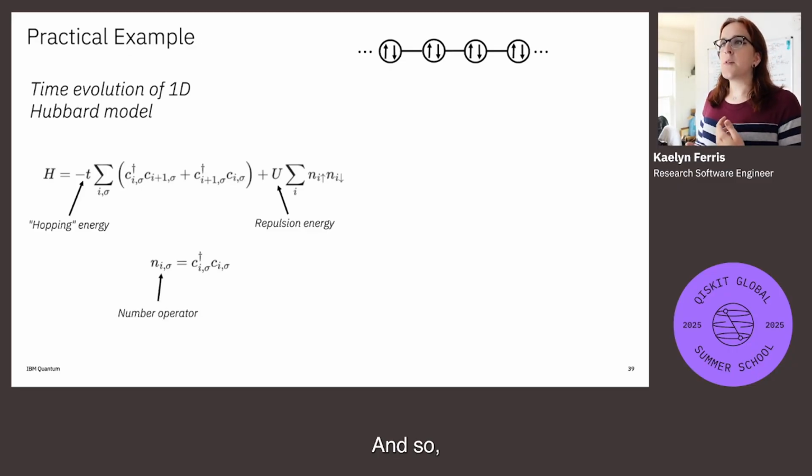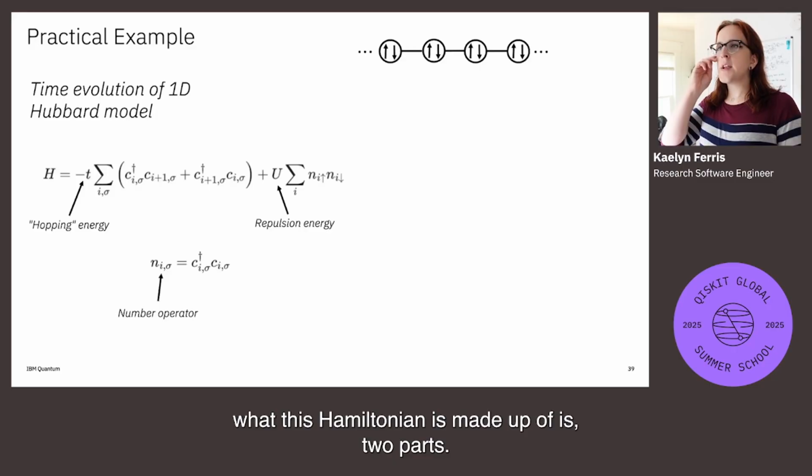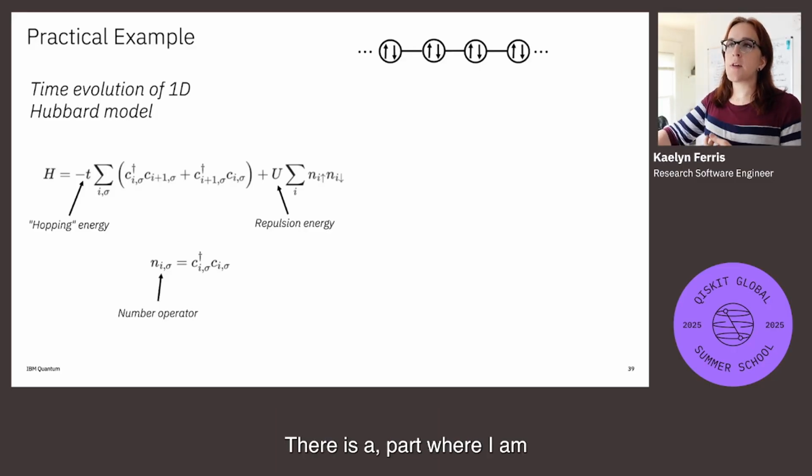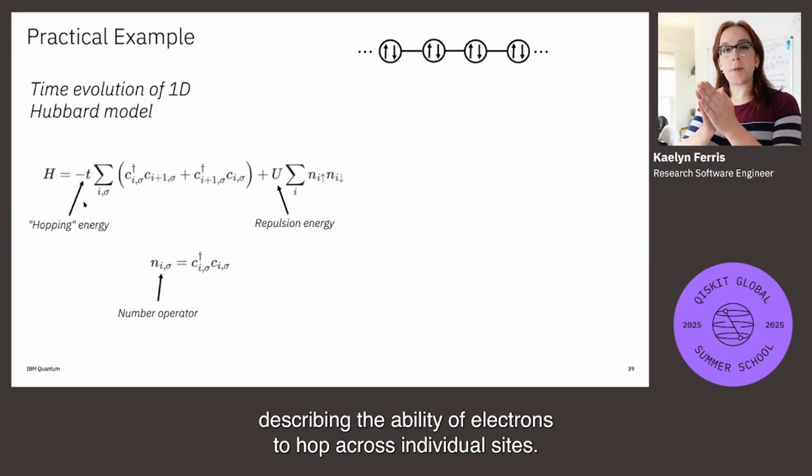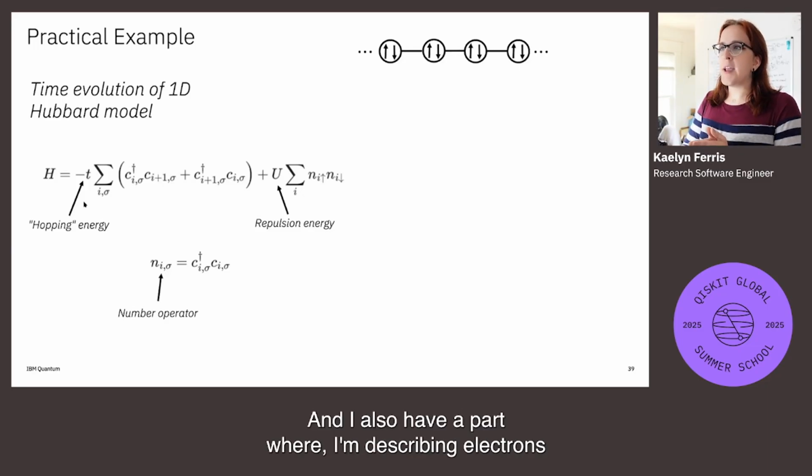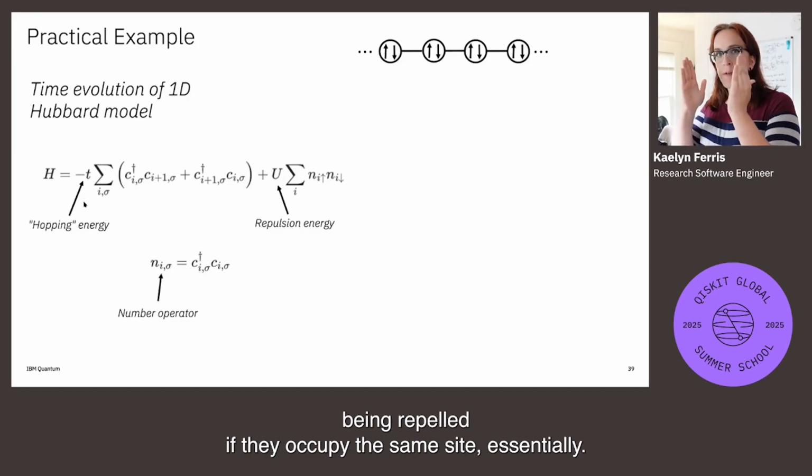And so what this Hamiltonian is made up of is two parts. There is a part where I am describing the ability of electrons to hop across individual sites. And I also have a part where I am describing electrons being repelled if they occupy the same site, essentially.